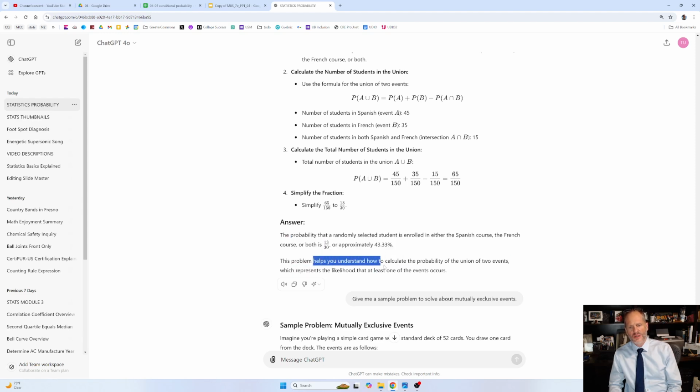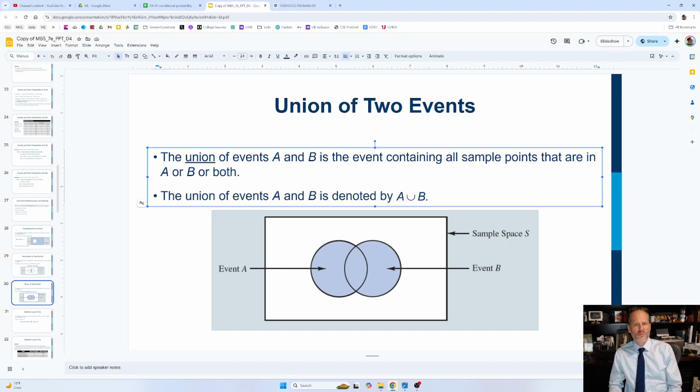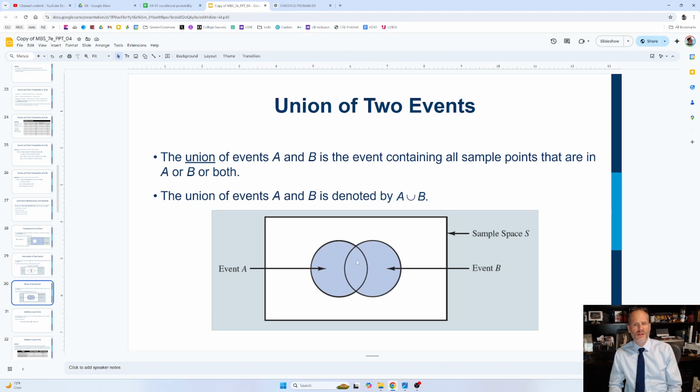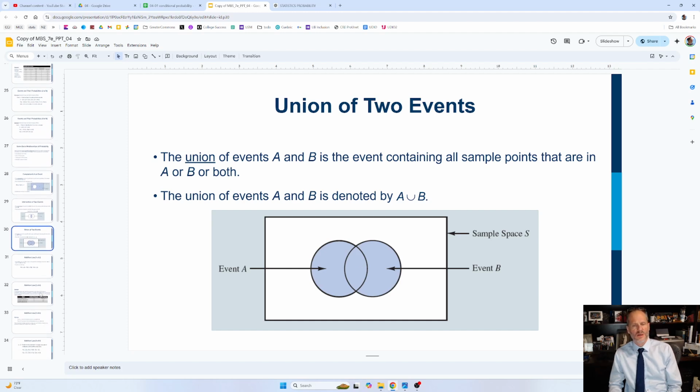This problem helps you understand how to calculate the probability of the union of two events, which represents the likelihood that at least one of the events occurs. So sample space, events, figuring out all that. You know, the union, you just have to remember to add up everything in event A, probability or numbers or whatever, add up everything in event B, and then subtract the intersection once, right? Subtract the intersection once. So that's the union of two events.